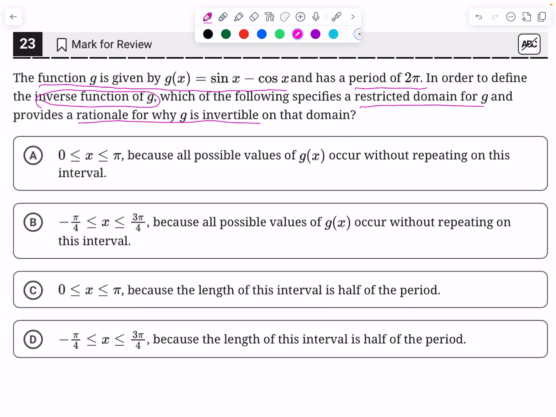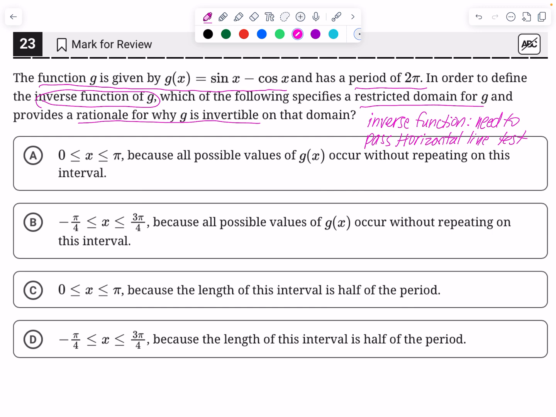Well, first of all, you must remember that in order for something to have an inverse function, it must pass the horizontal line test. So in these types of questions, it's best to just put this into the calculator and see if it passes the horizontal line test. If it doesn't, then it does not have an inverse function.